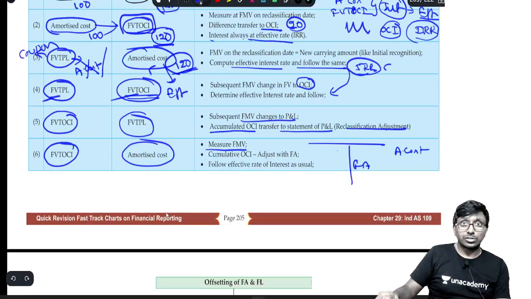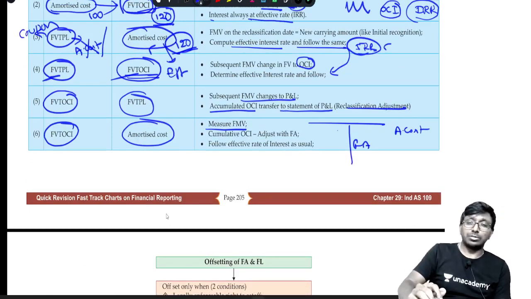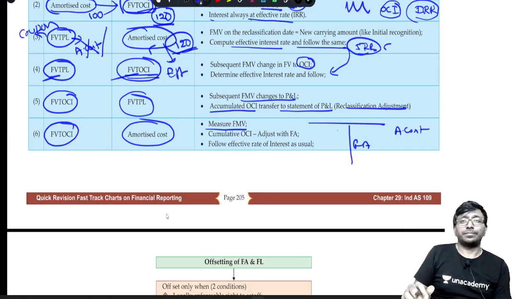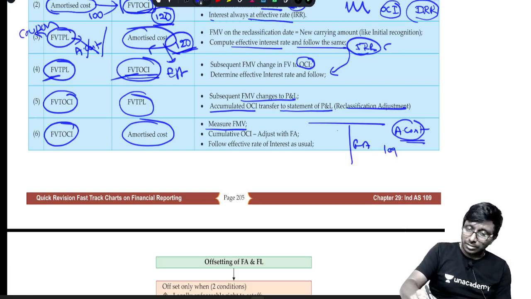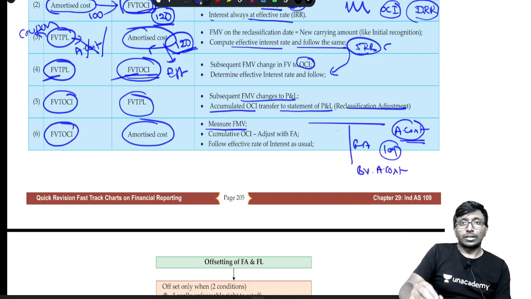Sir, it is FVTOCI. As if FVTOCI is not applicable. First you will calculate the interest as per IRR. Okay. IRR, your amortization table you should apply. Okay, sir. Sir, I got 109 rupees. I got it. Excellent. This is the book value as per the amortized cost method.